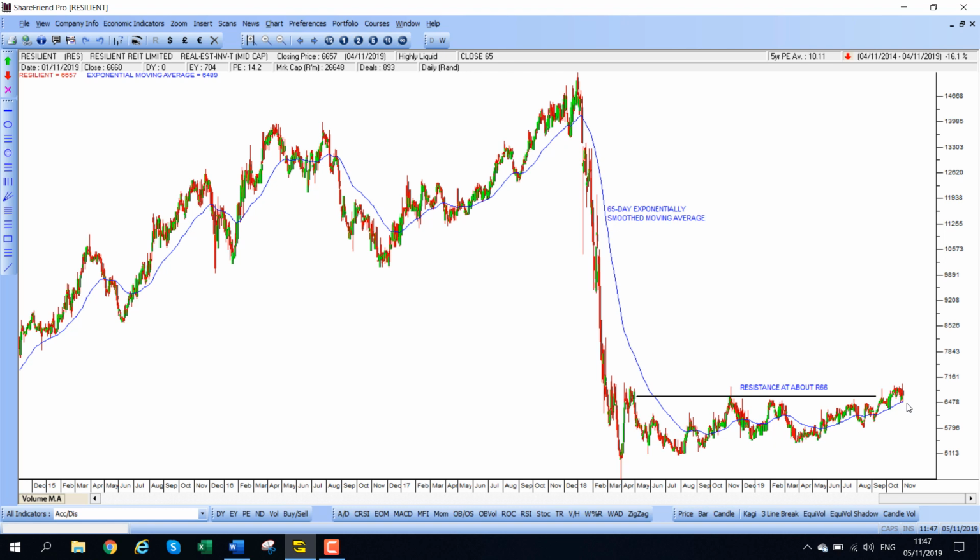Resilient is a very good company. It owns 38 properties here in South Africa and 4 in Nigeria. So it's recently bought back 52 million of its own shares at these lower levels, and it has a loan to value of 26.8%, which is extremely good. So we see this as a potential buying opportunity.